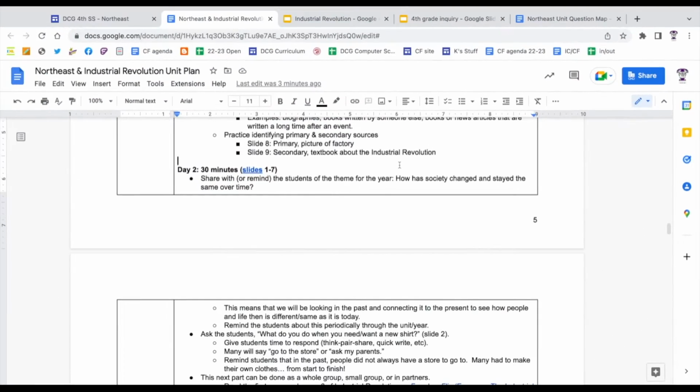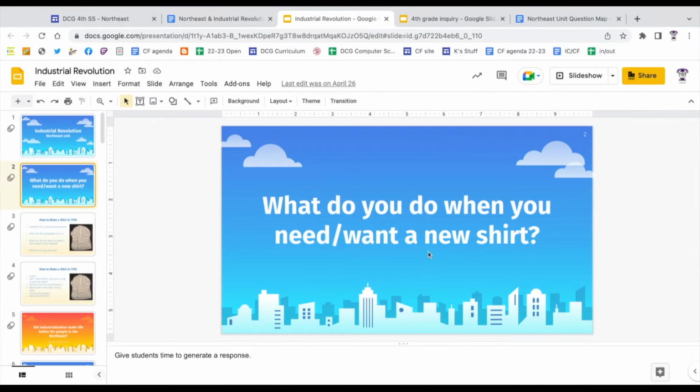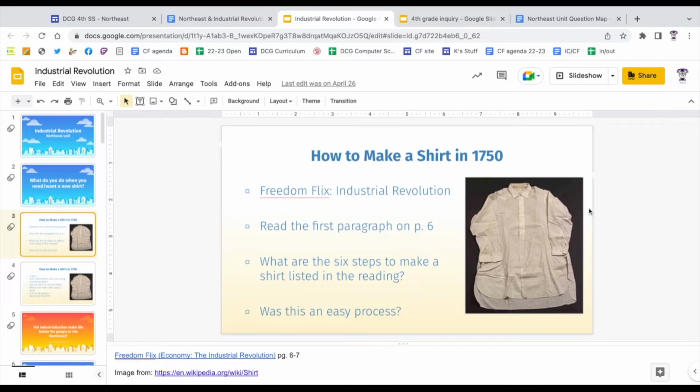So within this first lesson, we are reviewing quite a few strategies that students would have experienced in their previous years. Day 2, we switch to the Industrial Revolution portion, and we start going over the theme. And we present a question to the students that's not one of our compelling or supporting, but just to get them thinking about what they do when they need or want a new shirt compared to how it was like in 1750.